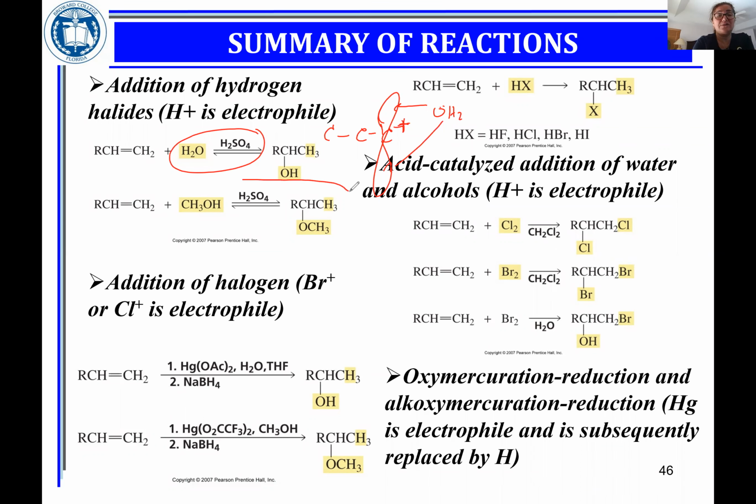Addition of alcohol is the same thing, except that you're adding H and OR. It is a Markovnikov addition. To avoid that rearrangement, you can do indirect addition of water, and that could be oxymercuration-demercuration for Markovnikov and hydroboration-oxidation for anti-Markovnikov.